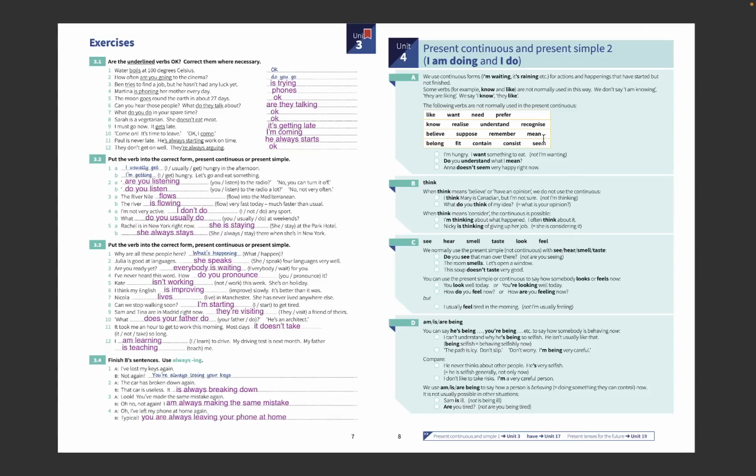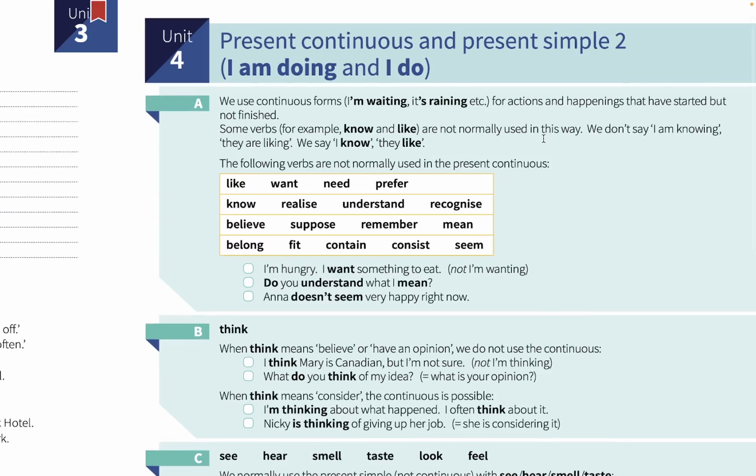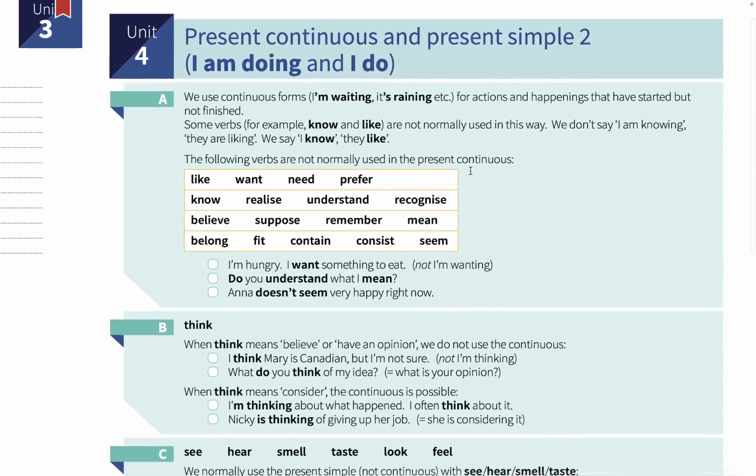Now unit 4. The second one. Still present continuous and present simple. I'm doing and I do. So we use continuous form, I'm waiting, it's raining, and etc. for actions and happenings that have started but not finished.